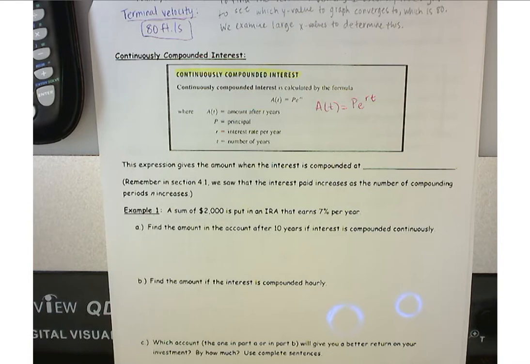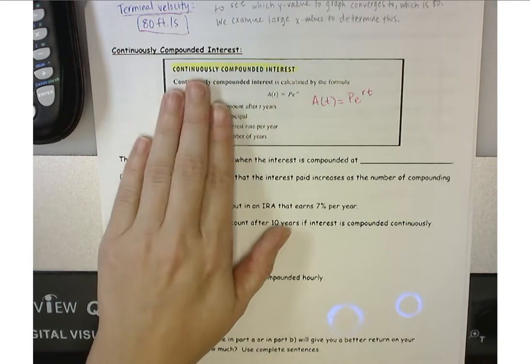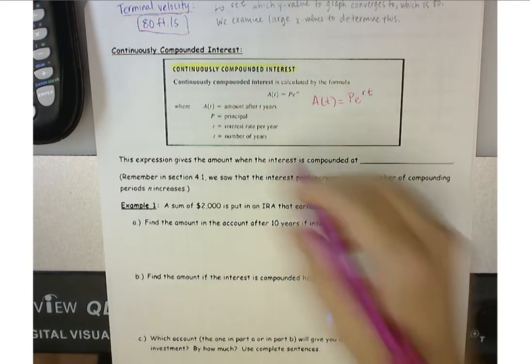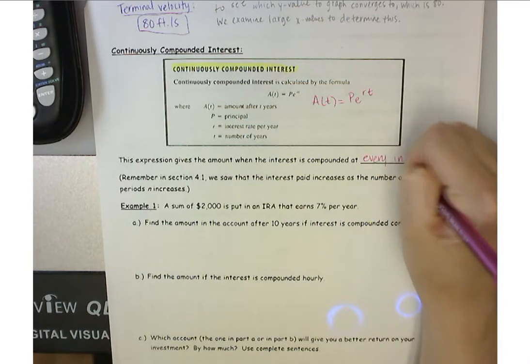PERT is your continuously compounded interest formula. Remember the formula that we talked about yesterday was just for compound interest, and there were different ways you could compound it. This is when it's continuously compounded, which means the interest is compounded at every instant.